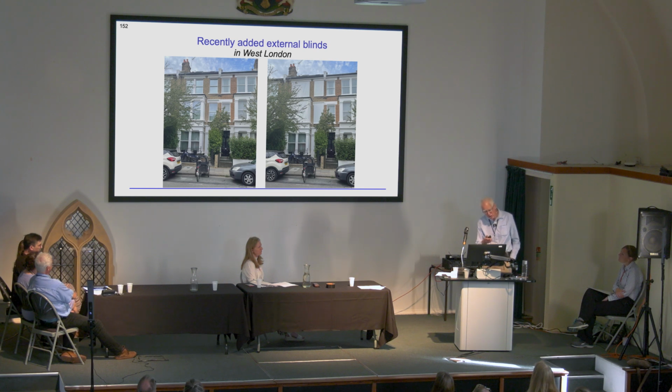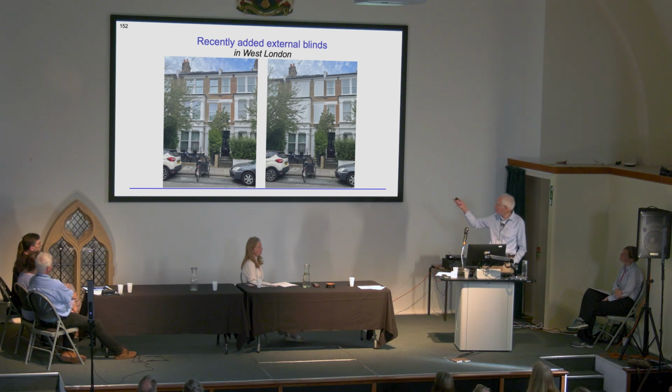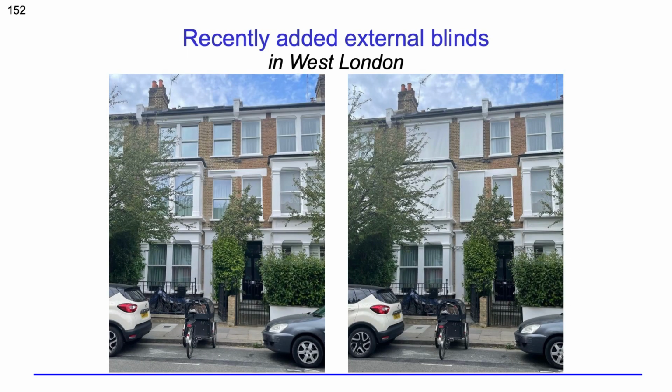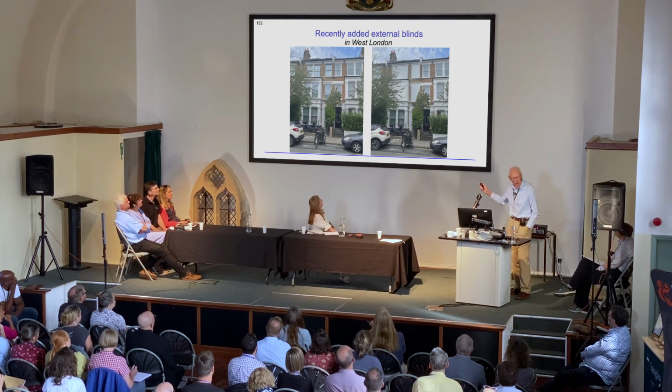And here is a street in West London. It's not actually in a conservation area, but further down the street is in a conservation area. And the left one has got dropping blinds, and here they are down. Now, as conservation officers, would you allow that or wouldn't you? Because if it were a few doors down the street, it would have been a conservation area.